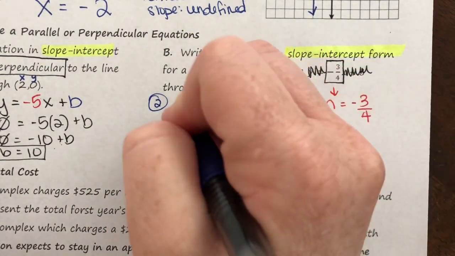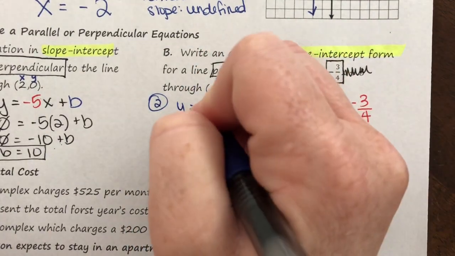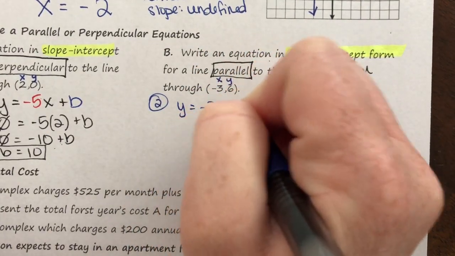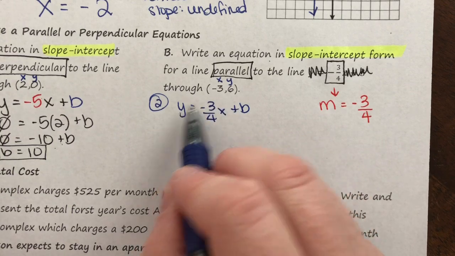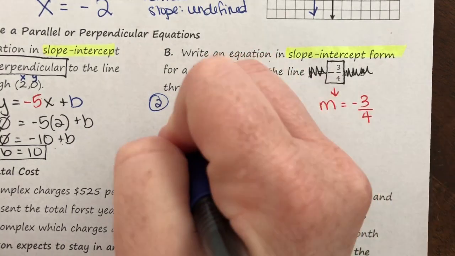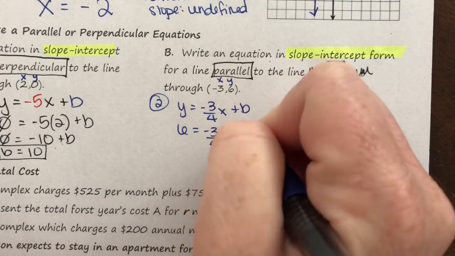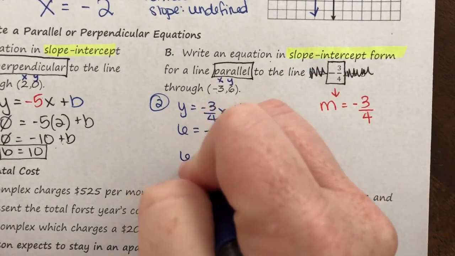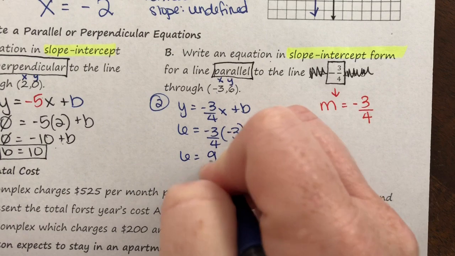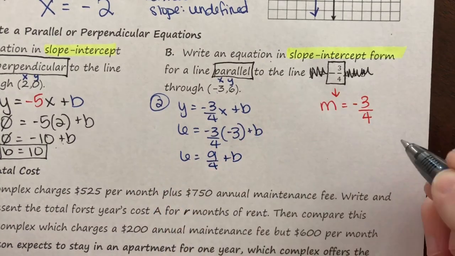I'm going to use y equals negative 3/4 x plus b. I'm going to plug a 6 in for y and a negative 3 in for x. 6 equals negative 3/4 times negative 3 plus b. 6 equals 9/4 plus b.